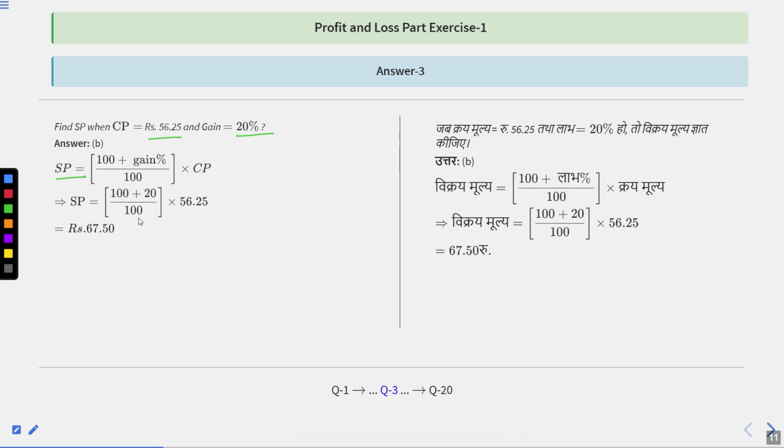100 plus 20 upon 100 multiplying by 56.25, which becomes 67.50 rupees. So the selling price will be 67.50. B is the correct answer. Next one.